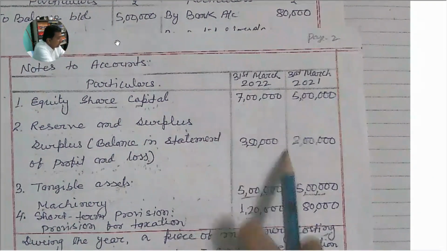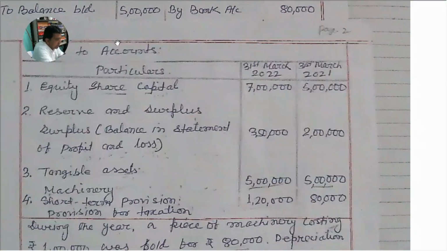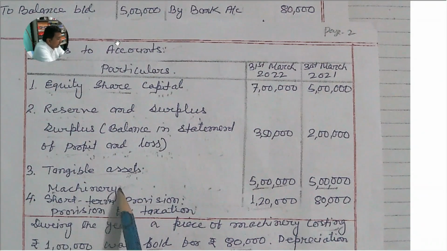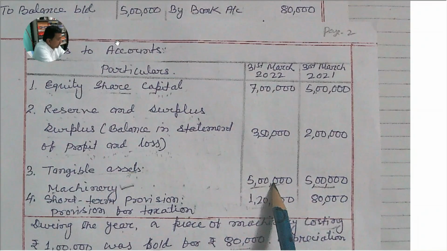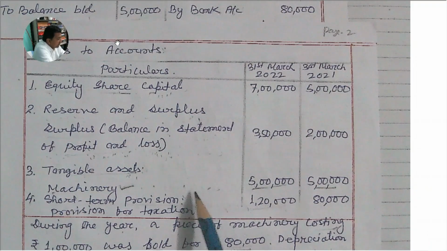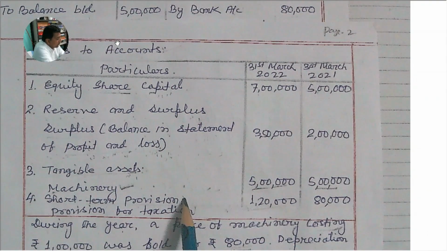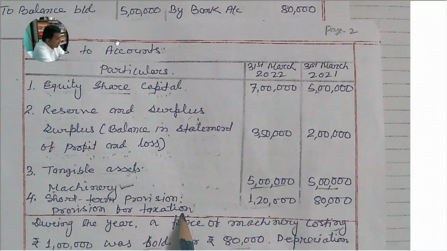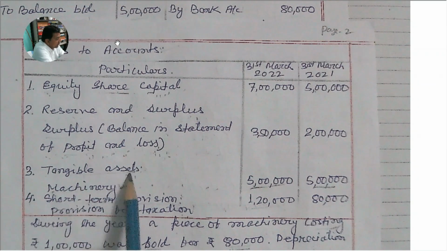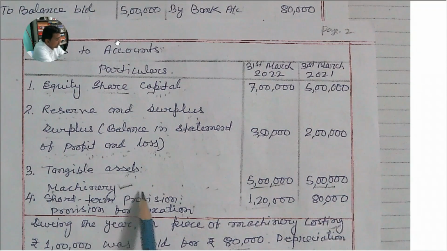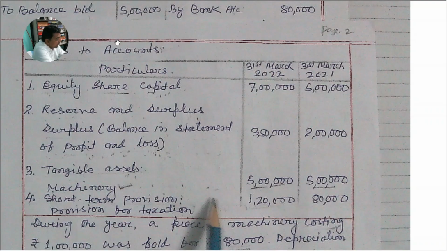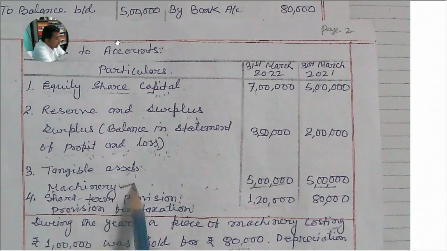This is 3,50,000. And tangible assets, it implies that the company has only the machinery value, that is 5 lakh and 5 lakh, which is already shown on the face of the balance sheet. And this is the short-term provision, so the company has only provision for taxation. Under the short-term provision, no other items. Similarly, tangible assets, the company has only machinery, no other assets like plant, building, furniture, motor vehicles, etc. It has only the value of machinery.